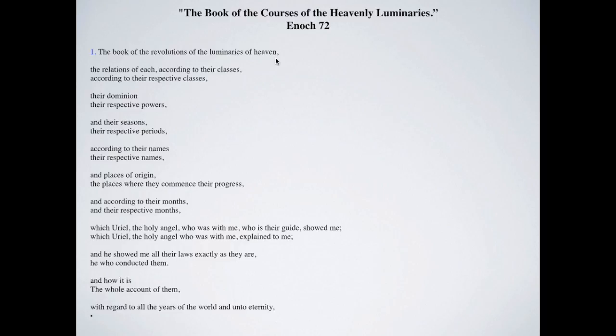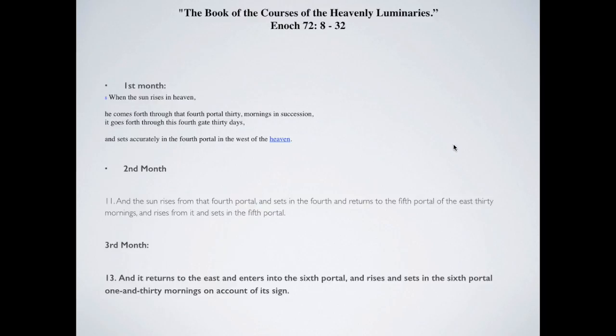That's how Enoch introduced this particular section that he called the courses of the luminaries. Now, if we follow it, he talks about the different months. In fact, Enoch chapter 72, from verse 8 to verse 32, he explained the 12 months, how the sun moves in the 12 months of a year. For instance, in verse 8, he said, when the sun rises in heaven, he comes forth through the fourth portal, 30 mornings in succession. And that is the first month, 30 mornings. That's 30 days in the first month.